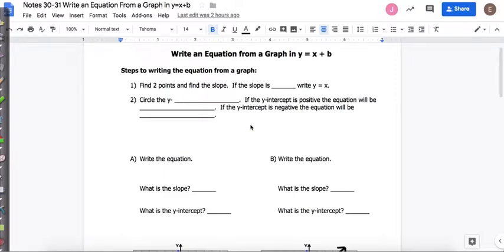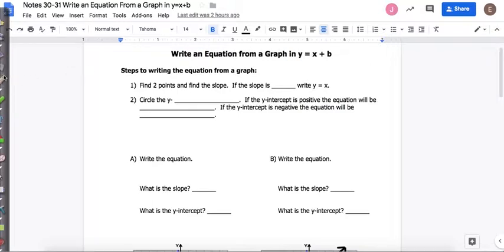Welcome to my notes on writing an equation from a graph in y equals x plus b. When we wrote an equation in y equals mx, we knew that it was going to go through the origin, so all we had to do was find the slope. Well, when it's in y equals x plus b, it's not going to go through the origin, it's going to go through a y-intercept, and our slope is always going to be 1.